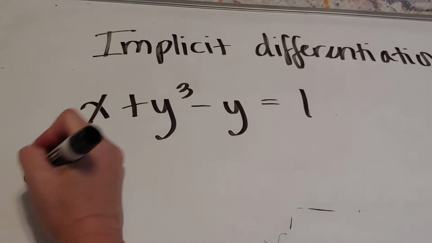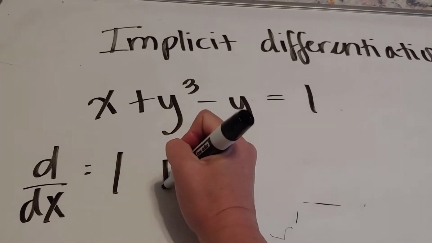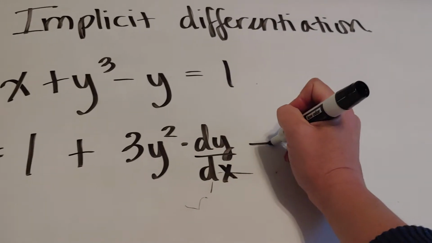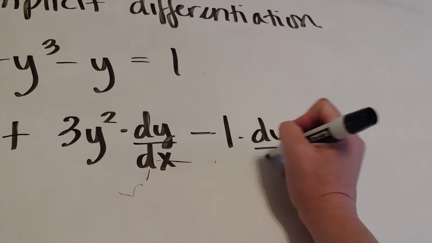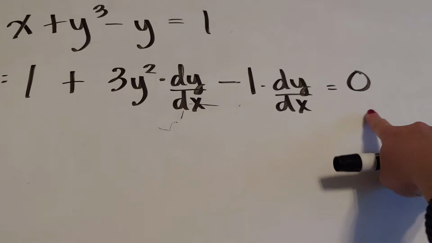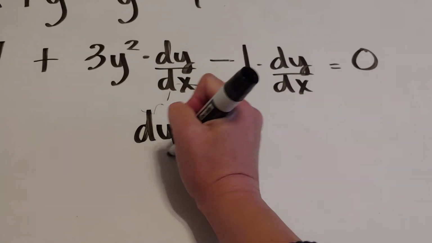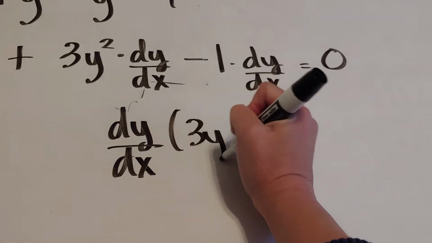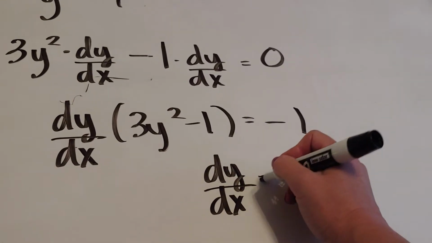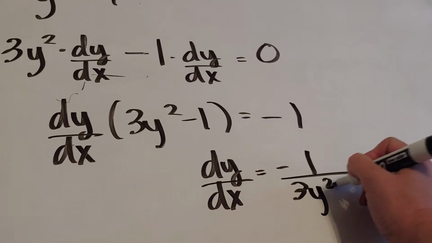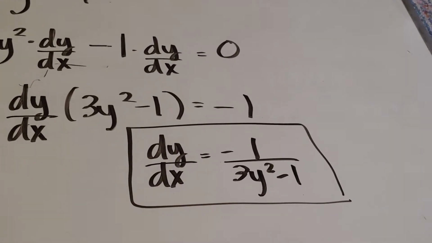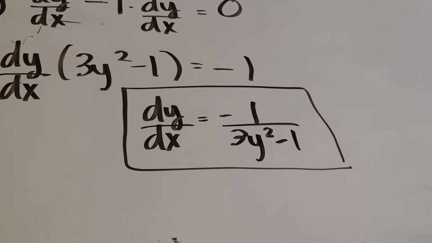So here, if I take the derivative with respect to x, I'm going to get 1 plus 3y squared dy/dx minus 1 dy/dx equals 0. Okay. I'm going to move this one to the other side and factor out a dy/dx. So dy/dx times (3y squared minus 1) equals negative 1. dy/dx will equal negative 1 over (3y squared minus 1). Beautiful.